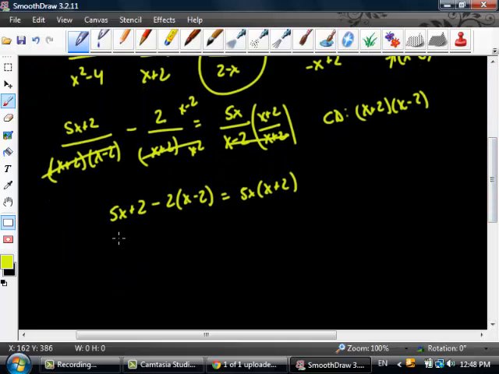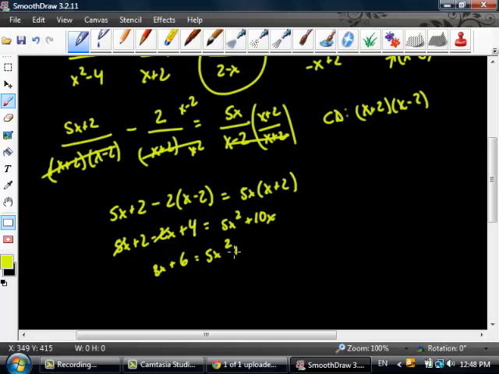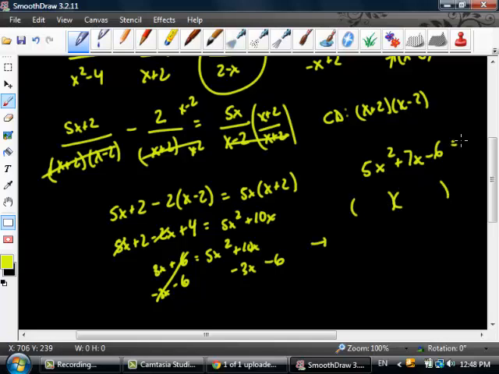Let's go and simplify some of this. 5x + 2 − 2x + 4 = 5x² + 10x. These can combine to become 3x + 6 = 5x² + 10x. Let's see, I'm going to go ahead and subtract 3x and subtract 6 from both sides. I end up with 5x² + 7x − 6 = 0.